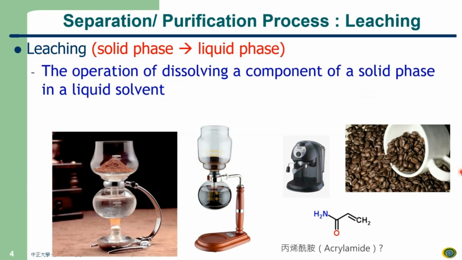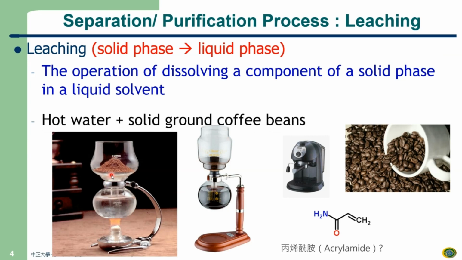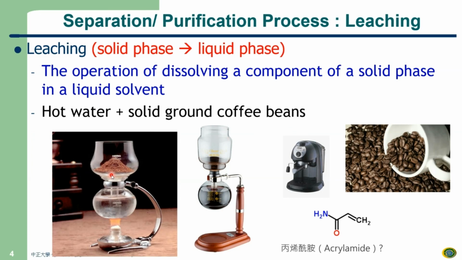One of the best-known leaching processes is coffee. You make coffee by this process. It is the operation of dissolving a component of a solid phase in a liquid solvent. This is the coffee powder, and you put hot water into it, and you come out with a nice coffee, right? So the coffee comes out of the coffee bean. Hot water plus ground coffee bean, you get a nice coffee. This is what we call leaching, solid phase to liquid phase.